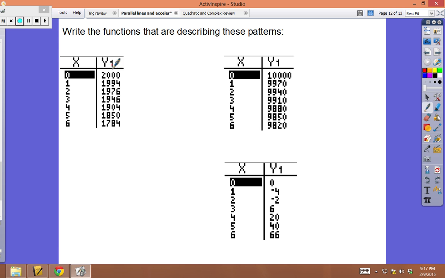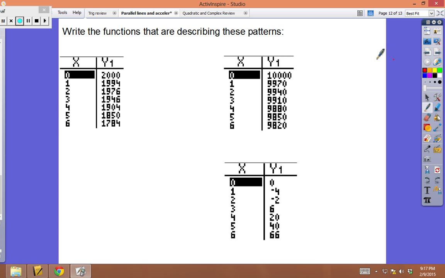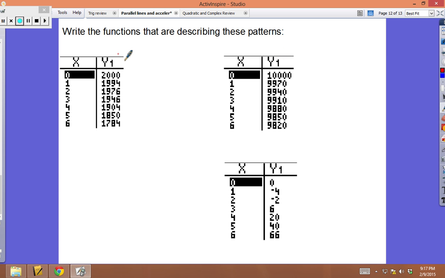So we've got 3 patterns, and I think I might have messed up on one of them. Let's go with this first one. So 3 tables come up with the quadratic form. First you've got to look and see how it's changing, and it looks like these are shrinking. So it starts at 2000, goes to 1994. That's a change. It went down 6. And then you do 1994. This one went down 18.